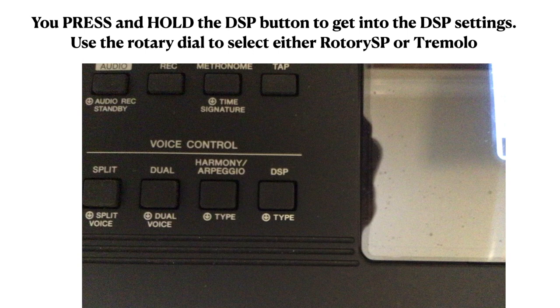To get into the digital signal processor, what you do is you press and hold this DSP key. And in the window, you will begin to see the different types of digital signal processors. Number 01 is the rotary SP. Number 7 is the tremolo. So you simply use the dial wheel and you dial up which one of these settings you want. Okay?